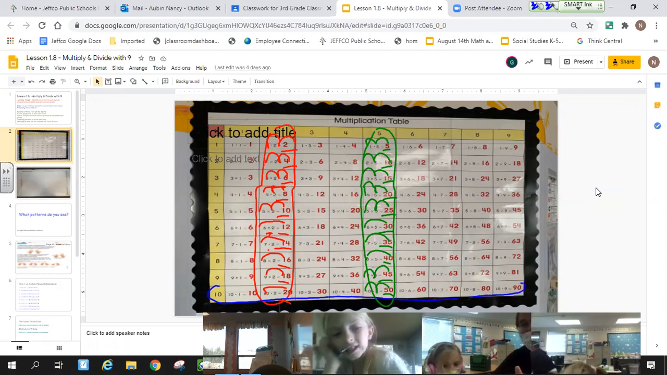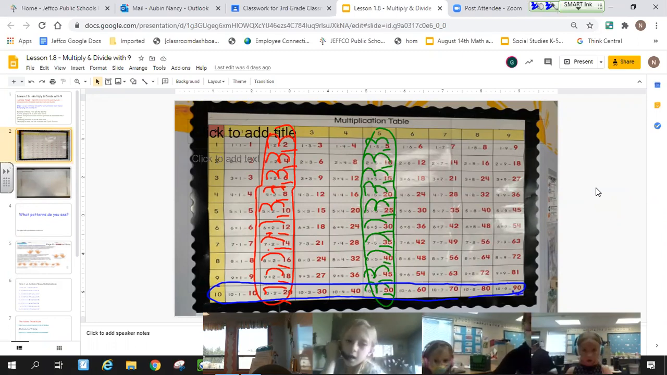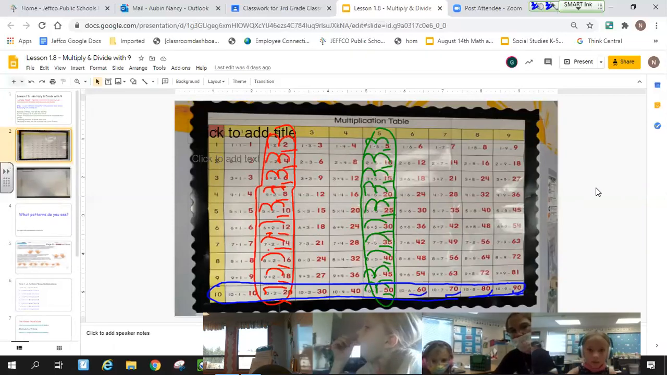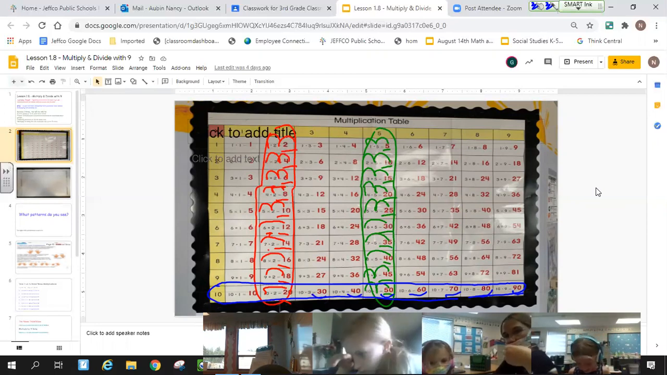It changes it up a little. Let's go backwards. 10 times 9. 90. 10 times 8. 80. 10 times 7. 70. 10 times 6. 60. 10 times 5. 10 times 4. 10 times 3. 10 times 2. 10 times 1.